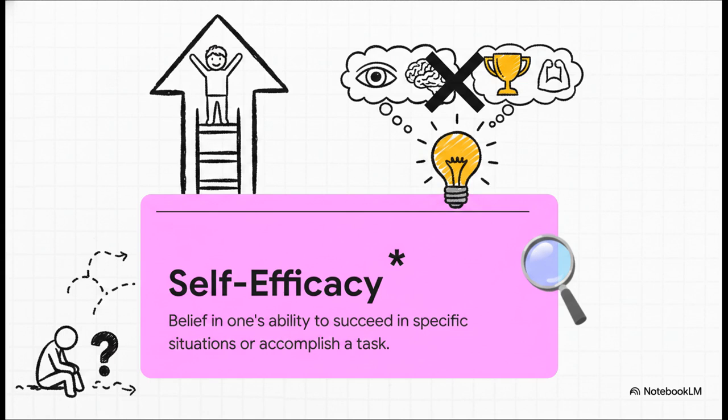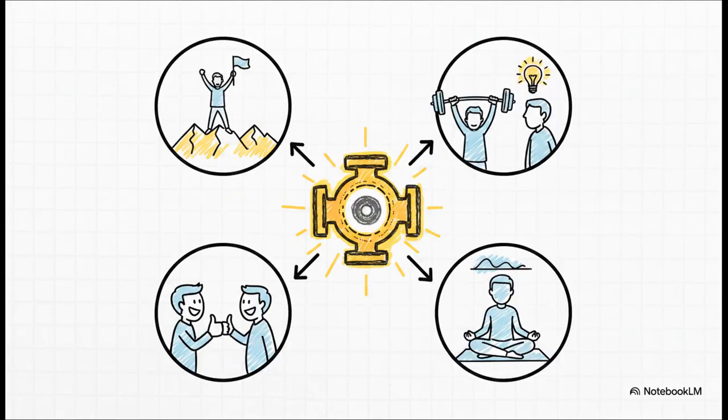You could observe a behavior, pay attention to it, remember it perfectly, have the physical ability to do it, and even see a massive reward waiting for you at the end. But if you don't actually believe you can pull it off, you will literally never even try. So the crucial point is understanding where this vital self-belief actually comes from. Bandura pinpointed 4 distinct sources.